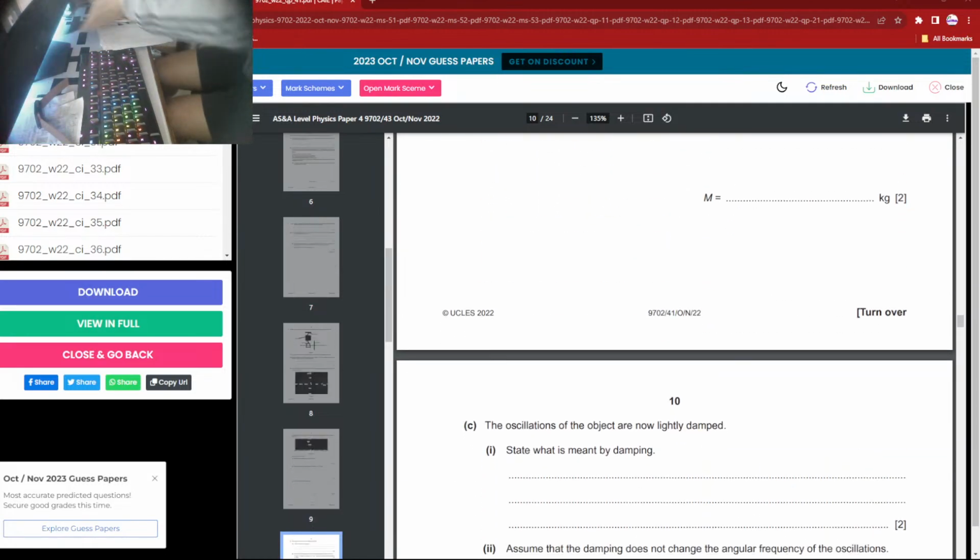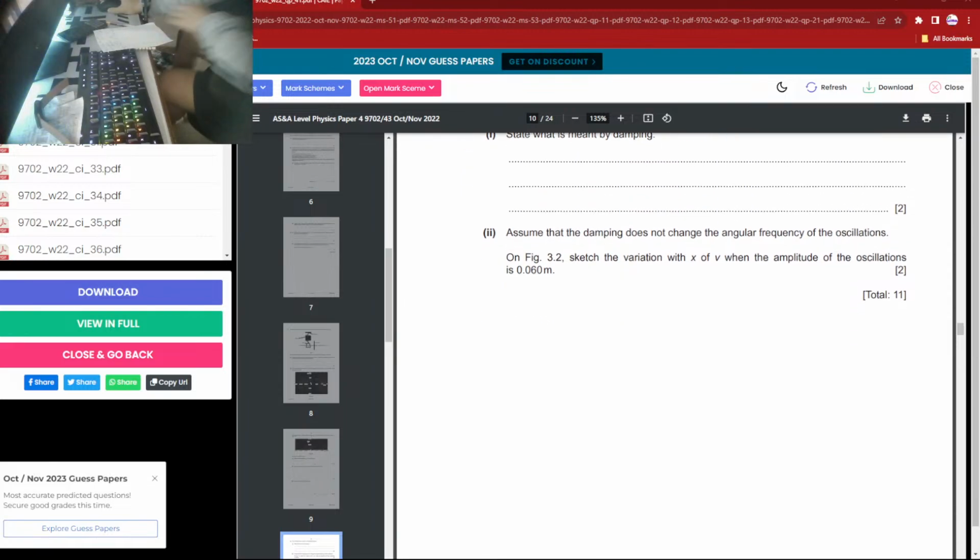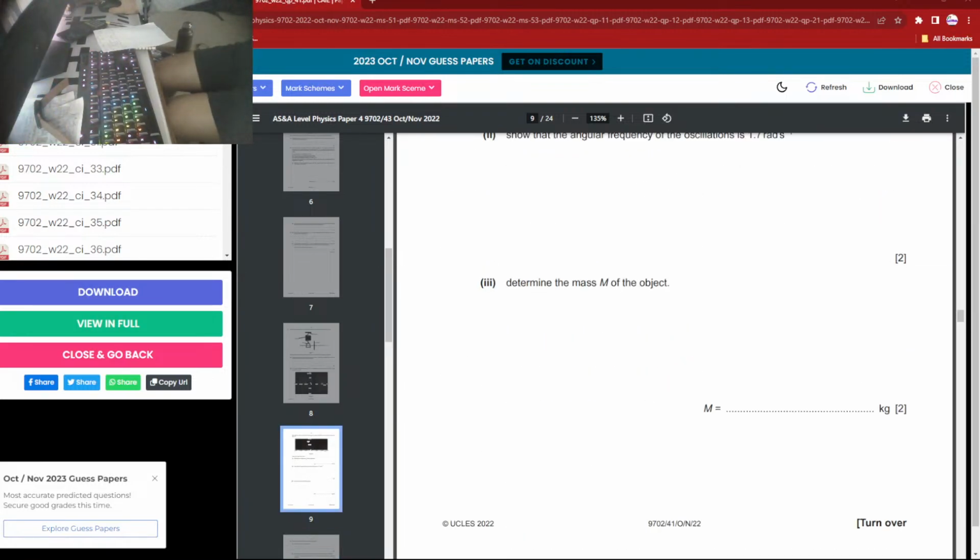Okay. Next one. C. Oscillations are now lightly damped. State what is damping. So damping is basically the loss of energy of oscillations due to resistive forces. That's it. Assume that damping does not change the angular frequency of the oscillations. On figure 3.2, sketch the variation of x with v when the amplitude of the oscillations is 0.06.